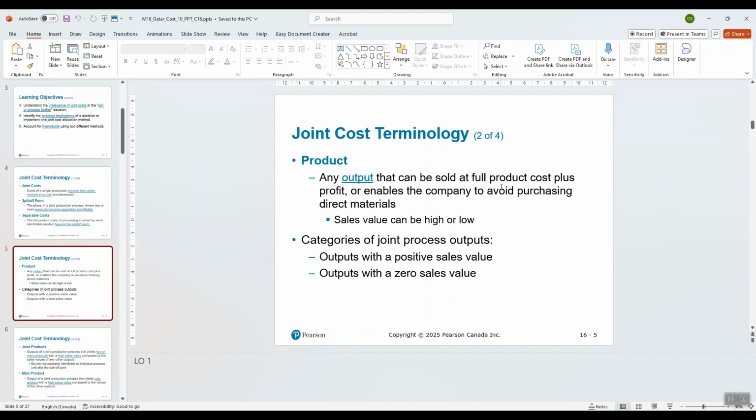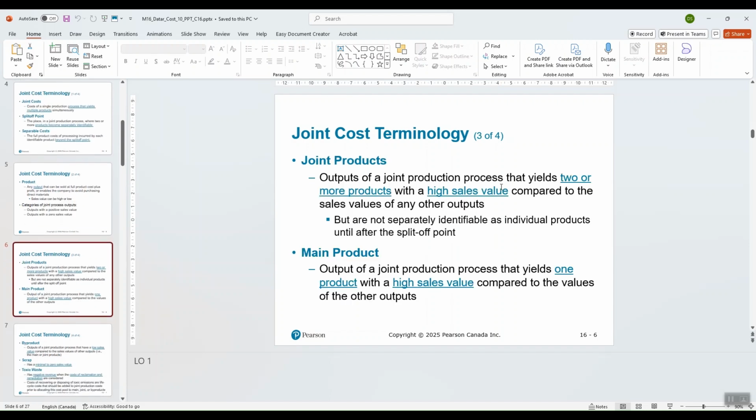Any outputs are sold, obviously, to an outsider, or it's further maybe used within your processing department as well. Categorizing a joint process output is either positive or zero. Sometimes you have outputs with sale volumes that end up getting you a revenue out of it, and some products that come out of that are kind of a scrap, and then you have a zero sale value for that. So you have to look at what kind of products are coming out of it.